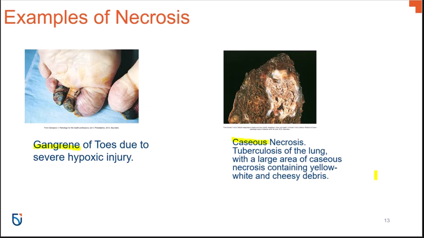But gangrene necrosis refers to death of tissue resulting from severe hypoxic injury, and it commonly occurs because of conditions such as arteriosclerosis, or maybe the blockage of major arteries to, for example, the extremities, and diabetics are predisposed to this type of necrosis.